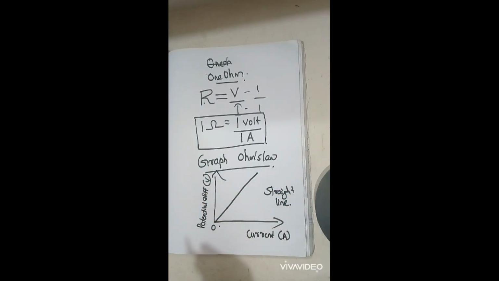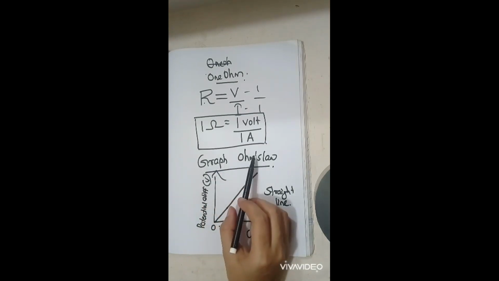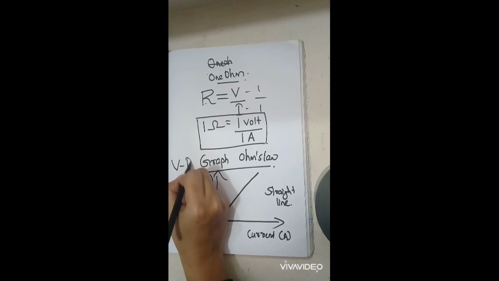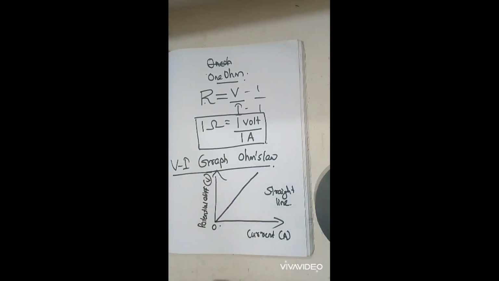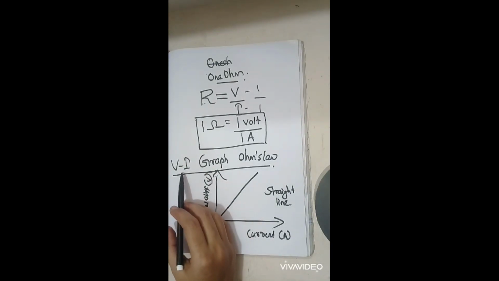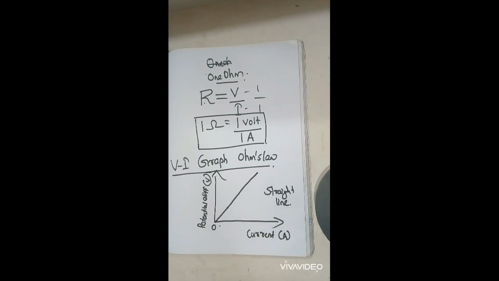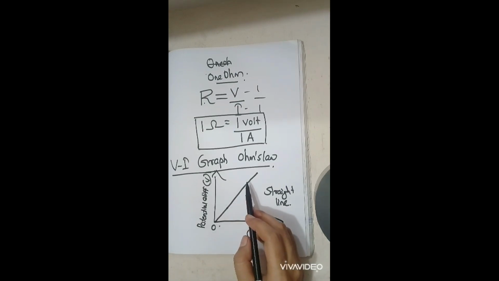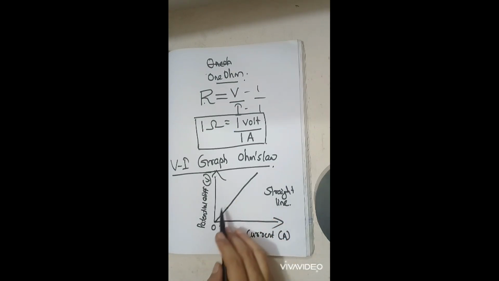Since it is a relationship between potential difference and current, it is called the VI graph. What is the VI graph? The VI graph is a straight line. Okay. This straight line shows that as the current through a wire increases, the potential difference also increases linearly. That is a straight line. Okay, clear?